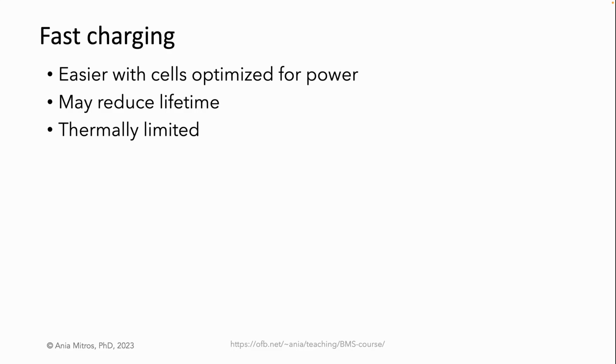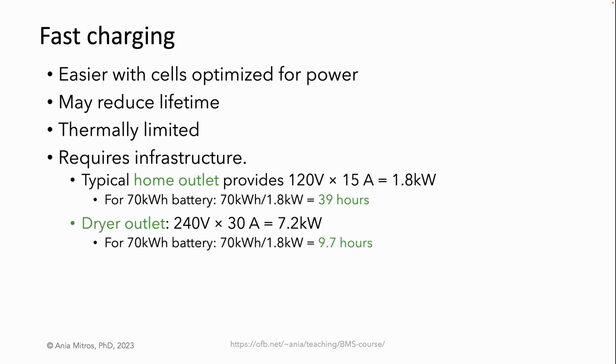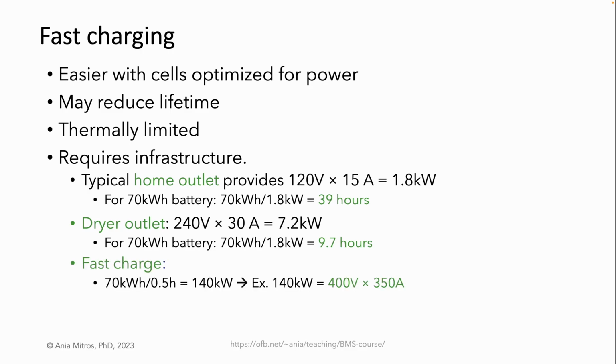In cold climates, the battery may be too cold to fast charge upon arrival at the charger. In addition to implications for the battery itself, fast charging requires appropriate infrastructure outside the vehicle. For example, a typical home outlet can charge my car in about 40 hours. Charging from a 240-volt dryer outlet reduces that to less than 10 hours. A fast charger requires higher power infrastructure than is available at many homes and businesses.